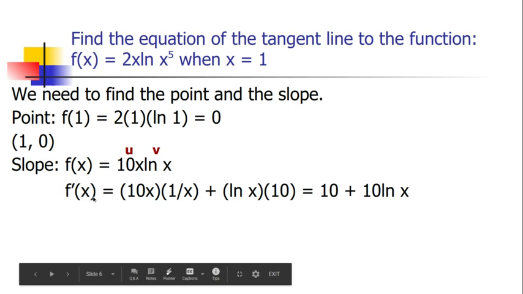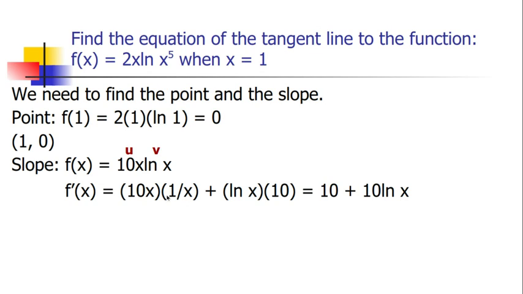So for our derivative, f prime of x, here's our u. dv, the derivative of ln of x, is 1 over x. That's our rule from the first section we did. Plus v, which is just ln of x. du, the derivative of 10x, is just 10. And then we're just going to simplify. So when we multiply these two together, the x's cancel, and we get 10. And then here we're just going to put the 10 out in front. Again, this x is inside the natural log. We don't multiply the 10 to the x. We multiply it out in front. So we get plus 10 ln x.